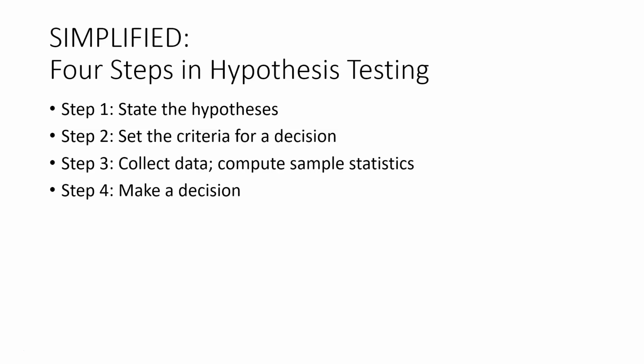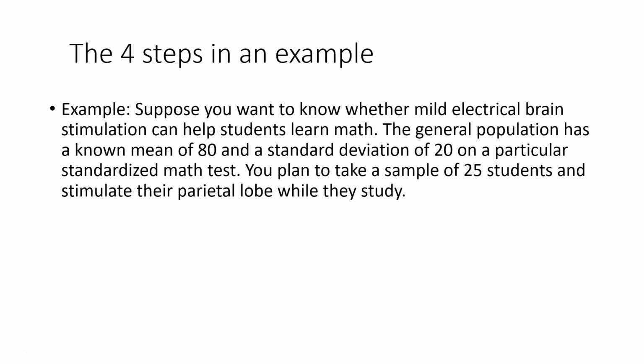We're going to walk through these 4 steps and see them in action in a very concrete example of a research study. Let's suppose that you wanted to know whether mild electrical brain stimulation can help students to learn math. The general population has a known mean of 80 and a standard deviation of 20 on a particular standardized math test. You plan to take a sample of 25 students and stimulate their parietal lobe while they study.